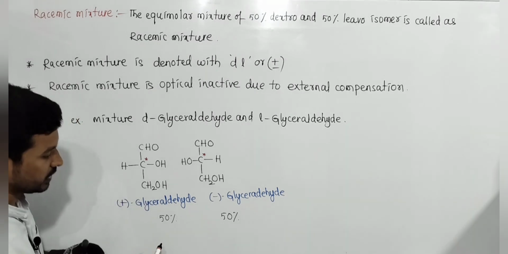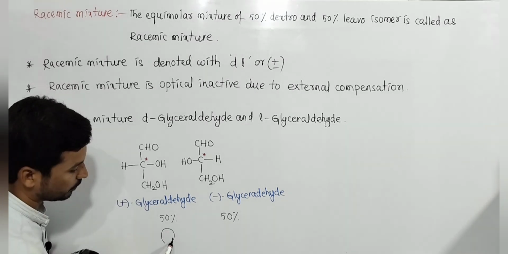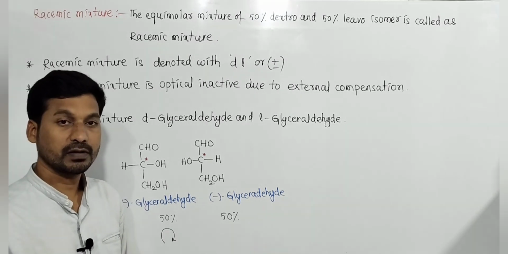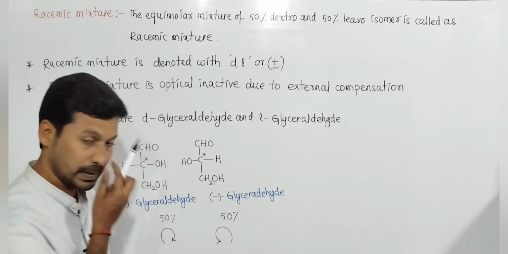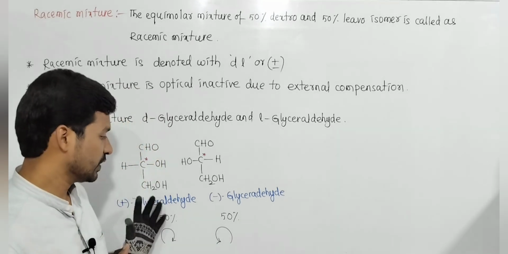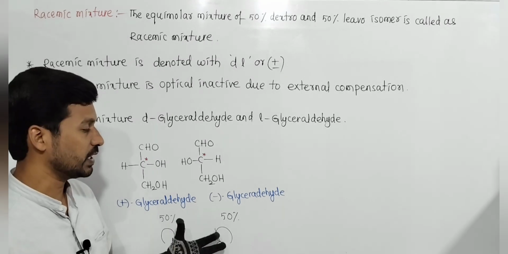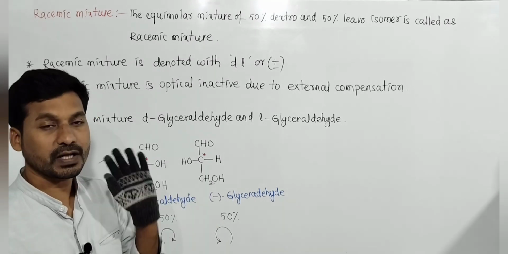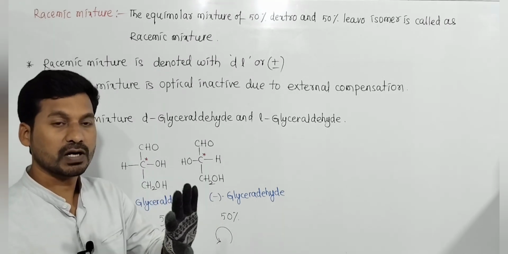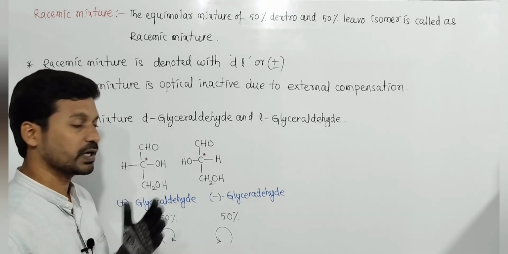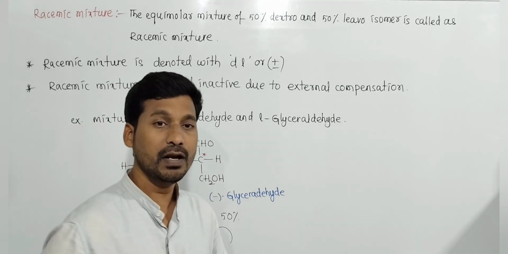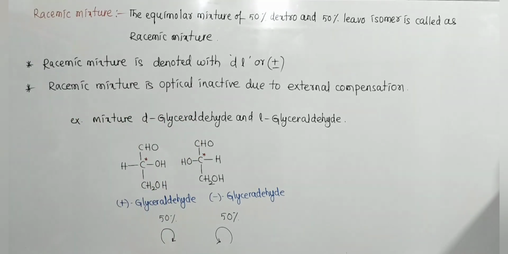The dextroisomer tries to rotate plane polarized light in the clockwise direction. To the same extent, the levoisomer tries to rotate plane polarized light in the counterclockwise direction. So both cancel each other. That's why this mixture becomes optically inactive. This mixture does not rotate the plane of polarized light in any direction. That's why a racemic mixture is optically inactive. Take this.